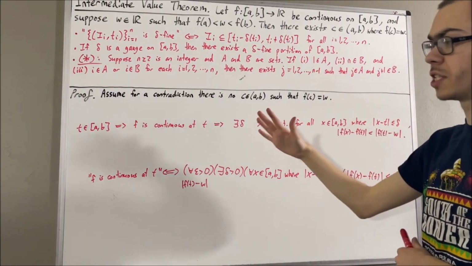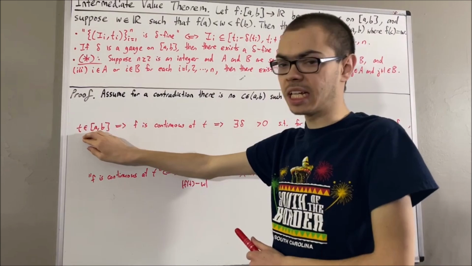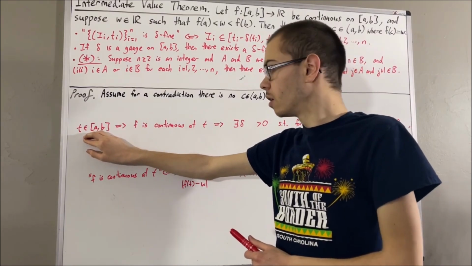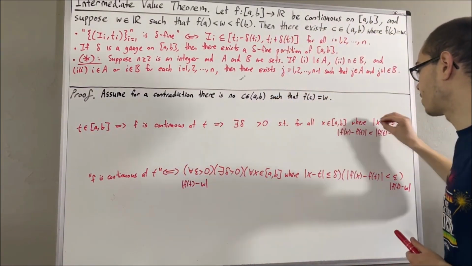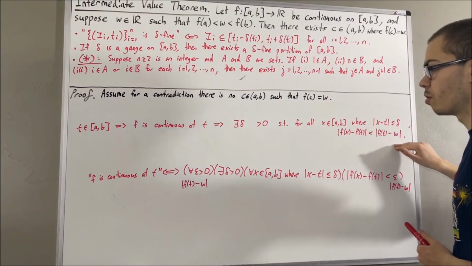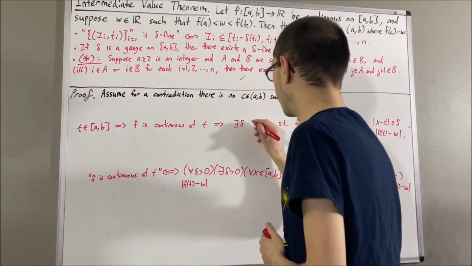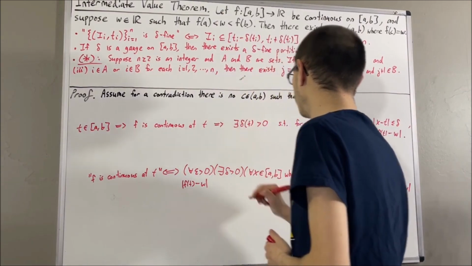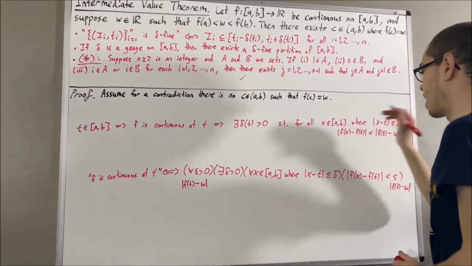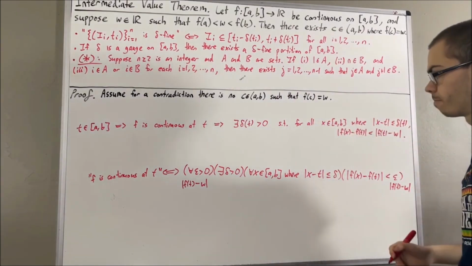So what this shows is we can map each element t in [a, b] to a positive number which satisfies this statement. So we can treat this as a function, mapping each element t in [a, b] to a positive number delta of t, which satisfies this statement.